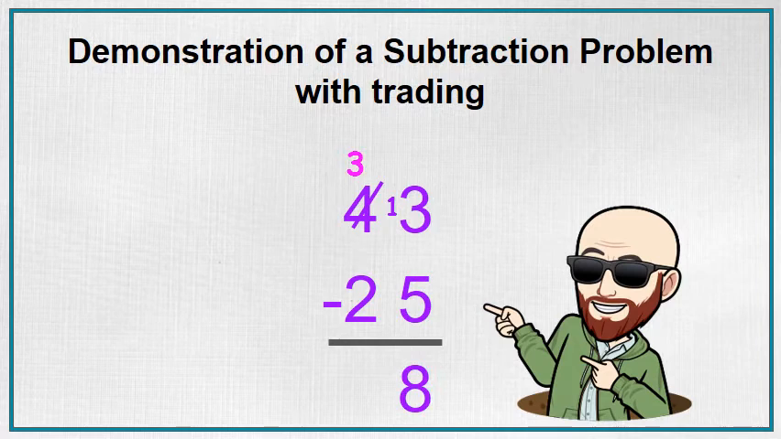I'm going to go back to the tens column. Now I can no longer use that 4 because I've traded some of it away. So I have to use the 3. We're going to pretend like the 4 is no longer there. So my minuend is now 3 and my subtrahend is 2. So 3 take away 2 is 1. That gives me an answer of 18.